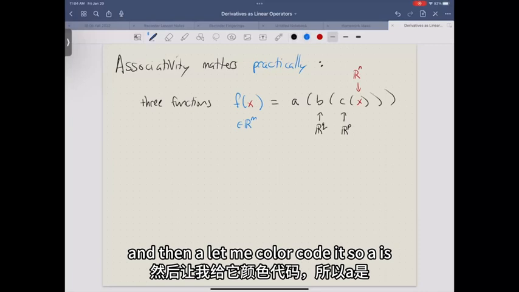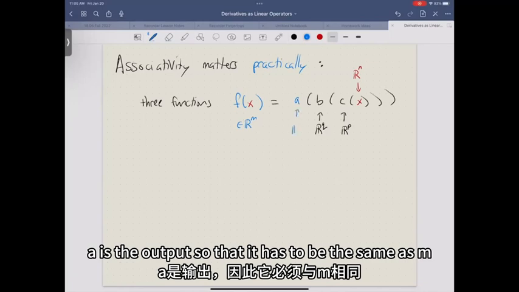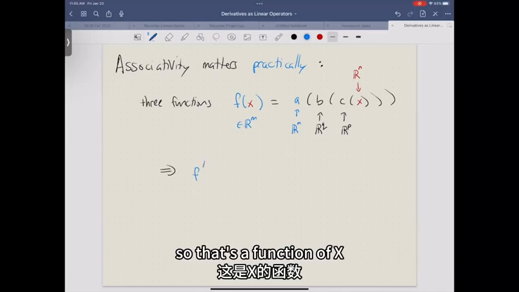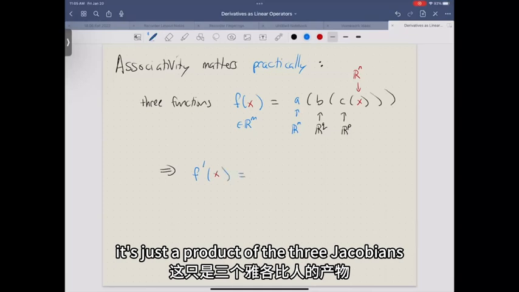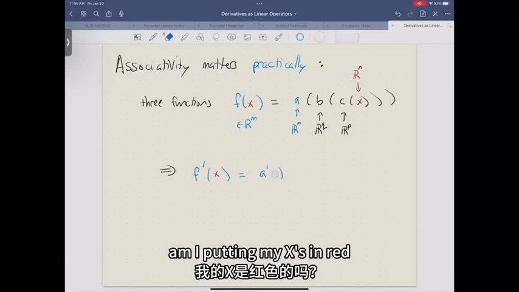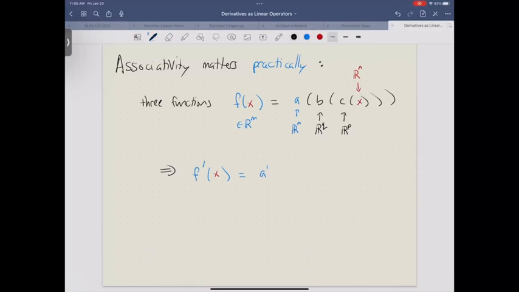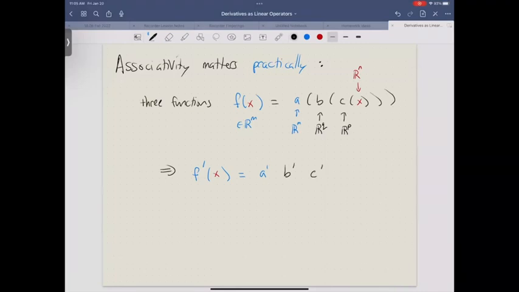And then A, let me color code it. So A is the output, so it has to be the same as F, right? So then what is F primed? That's a function of x, right? It's just a product of the three Jacobians. So it's A primed of x. You know that the x's are there. It's A prime times B primed times C primed, right?